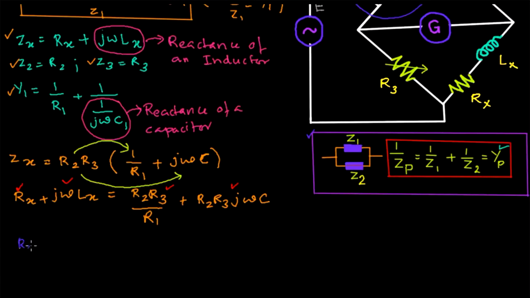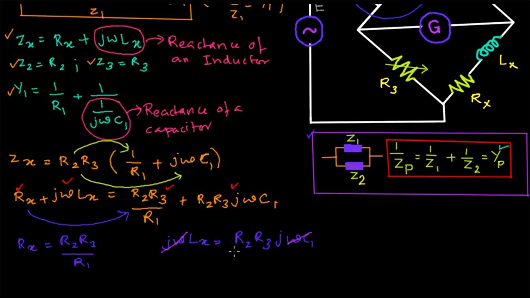So if we equate the real part, we get Rx is equal to R2 R3 by R1. We are just equating the terms which do not contain any imaginary terms. Similarly, we can find j omega Lx is equal to R2 R3 j omega C1. So here it is C1. Now we can cancel the j omega terms from both sides. So the remaining term is Lx is equal to R2 R3 C1.